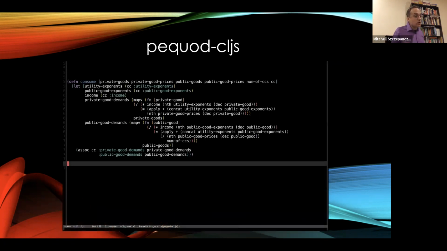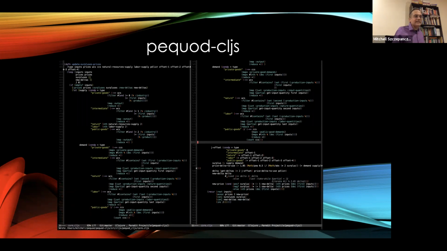Moving on. All our consumption is handled by this one function, simply named consumer. You take a consumer council, the respective public and private goods, and the respective public and private good prices, and you're mapping across those. This is a map function across those lists of private goods. For each private good, you take the utility exponent for that good, private or public, multiply it by its income, and then divide it across all of the respective exponents for that good and their respective prices. You do the same thing for private goods and public goods. The result is then associated right back into the council, no intermediate step required. So luckily the consumption side is mercifully much simpler than the production side.